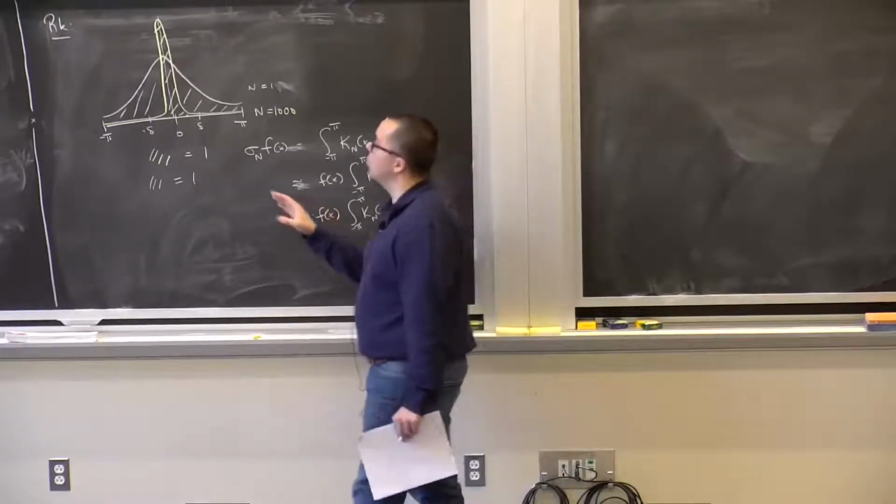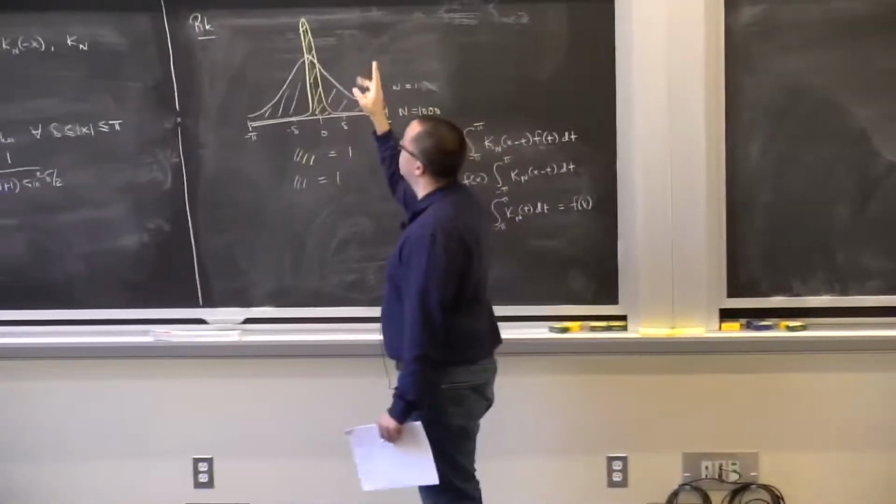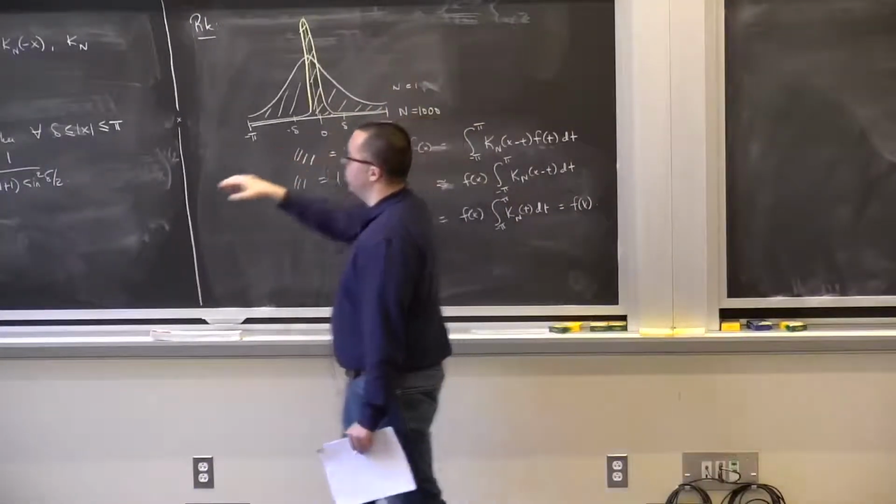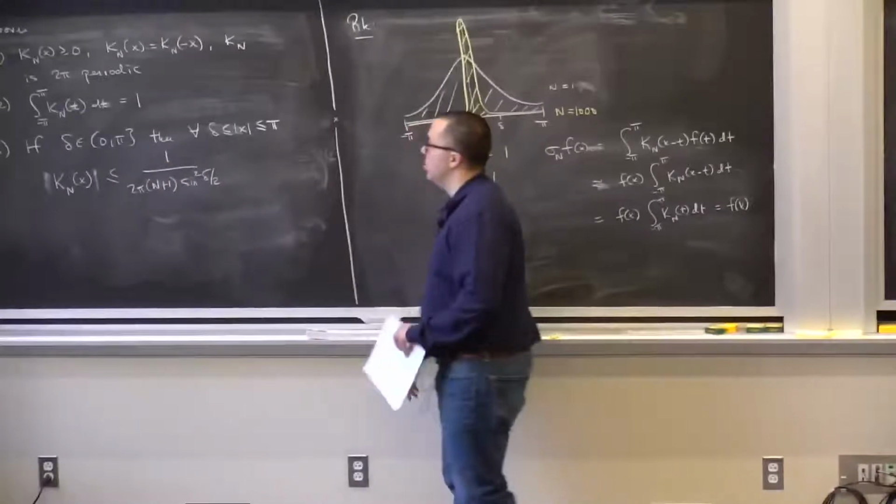But okay, so let's prove the theorem that the Cesaro means are written in this way, and the kernel has these 3 properties.